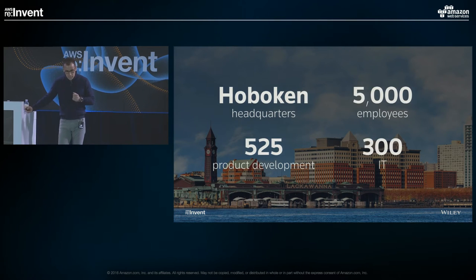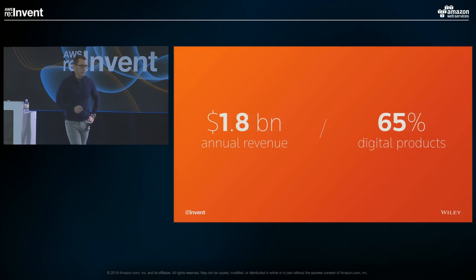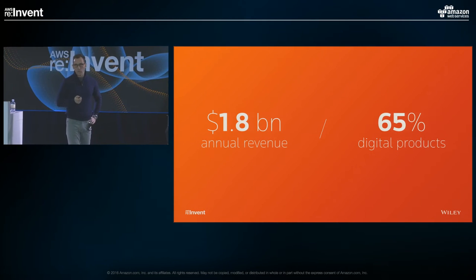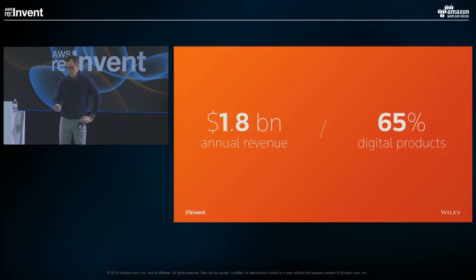We're a global company that is family controlled, seven generations in the Wiley family, professionally managed and publicly traded on the New York Stock Exchange. Of our nearly 5,000 employees, 525 are in product development and 300 are in IT. Each year we generate about $1.8 billion in revenue, and almost two-thirds of that comes from digital products.